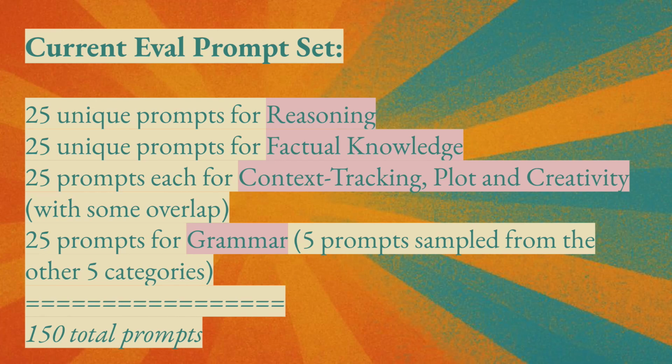My current eval prompt set has 25 unique prompts for reasoning, 25 unique prompts for factual knowledge, 25 prompts each for context tracking, plot, and creativity with some overlap, and then I've sampled 5 prompts from the other 5 categories to create my 25 prompt set for grammar. And this gives me a total of 150 prompts.